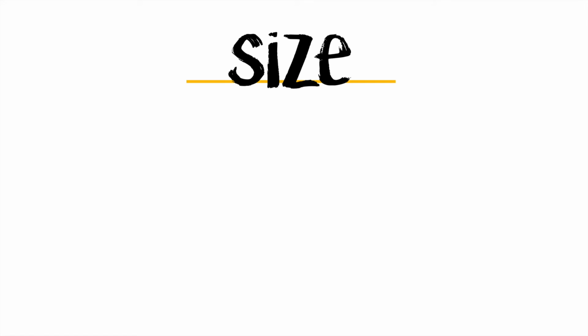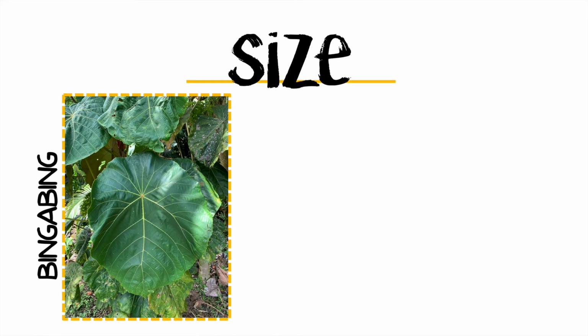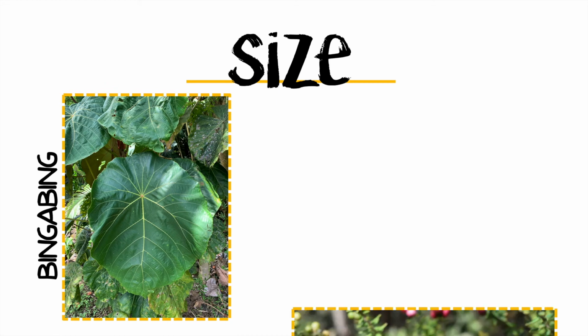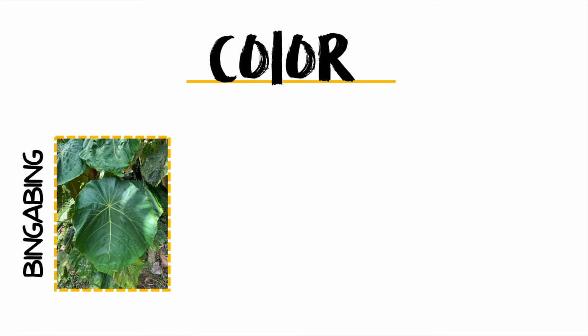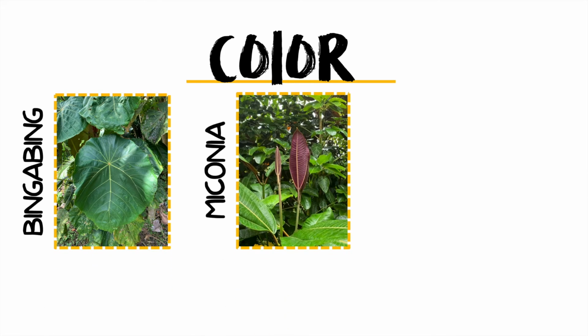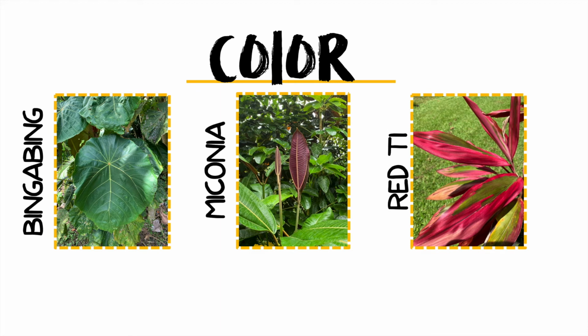Size is often the first characteristic we notice. Are the leaves big, like this bingabing, or are leaves tiny, like this pukeave? Color is another easy characteristic to spot. You might think, aren't all leaves green? How does that help? True, leaves come in every shade of green, but they can be other colors too. For example, they might be dark green, like this bingabang, or green on top with purple undersides, like this myconia, or red, like this red tea.